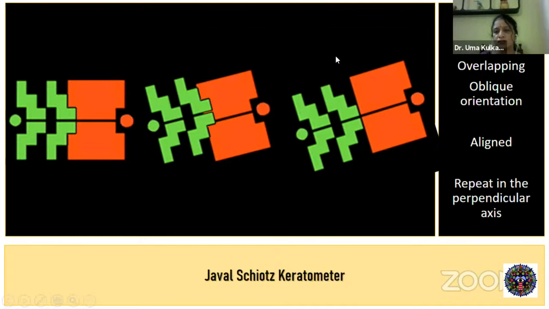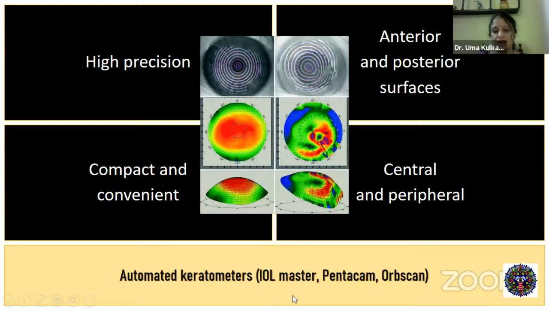Now, there are many automated keratometers, and not just the manual ones. We are used to the manual ones. The automated keratometers include the IOL Master, the Pentacam, OpScan, and so many others. They are all based on the principle of Placido's disc. So we know that the Placido's disc has alternate dark and white circles which are projected onto the surface of the cornea, and each ring forms an image on the cornea.